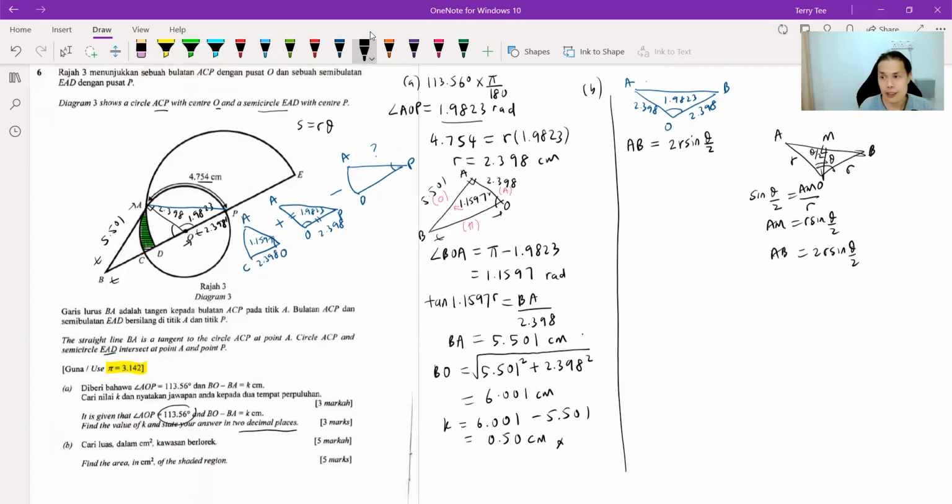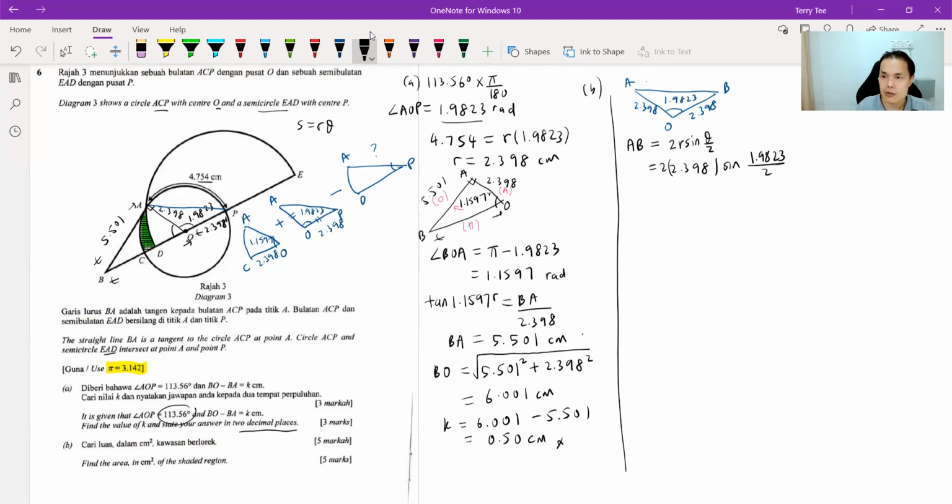I always encourage you to use this because it's a lot faster. You don't have to split them and do it one by one. It's a lot easier than the cosine rule. So I'm going to use this formula, 2R sine theta over 2, to find the length of AB. My R is 2.398, and I need to times 2 because there's a 2 in front. Then take the sine of 1.9823 divided by 2, with a superscript R to indicate that it's in radian.